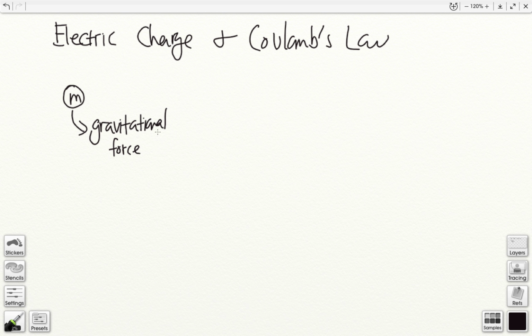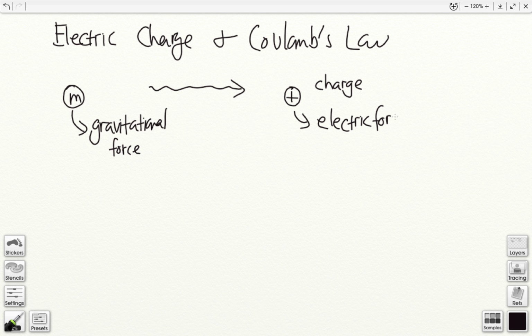Now we're going to move on to a much smaller scale, to things called particles, and these particles have charge, and they are subject to electric forces. Now we hear about charge in our everyday life. There are two main types of charge, and I'm going to demonstrate this with an example.